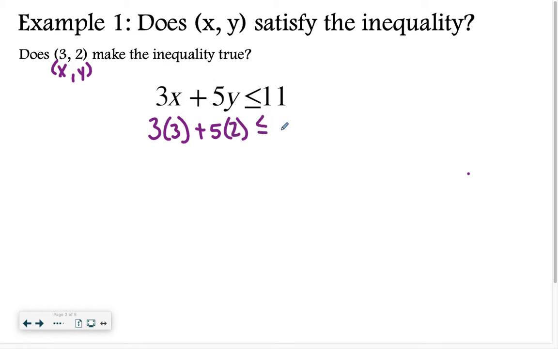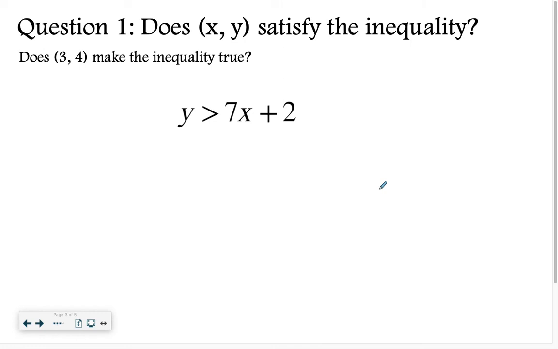I want to know, is that less than or equal to 11? 3 times 3 is 9, plus 5 times 2 is 10. So 19, is that less than or equal to 11? No. So this would not be a solution to the inequality. So all you would do is say no. Why don't you go ahead and try this one on your own? Good luck.